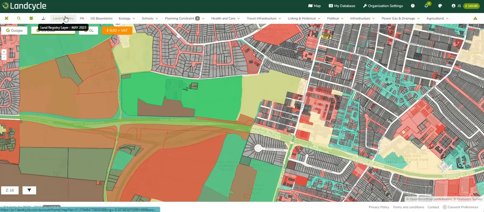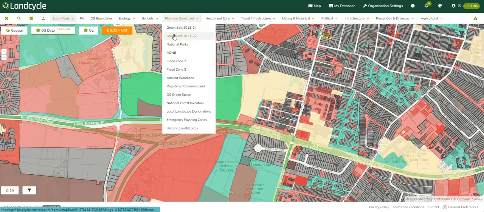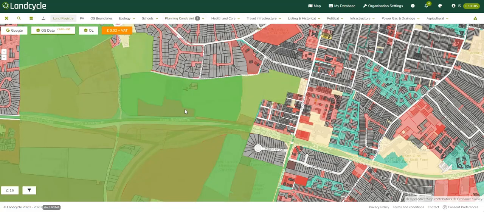If I leave the Land Registry layer on, turn greenbelt off and then put greenbelt back on again, greenbelt will go on top of Land Registry. So you can play between the layers to give yourself a picture of what you're actually looking at, whether you're looking at Land Registry or trying to see greenbelt. Now, having flicked that layer on and off, we know that is a greenbelt site.